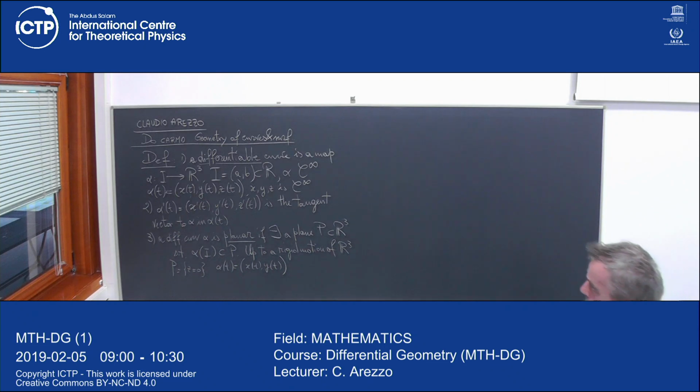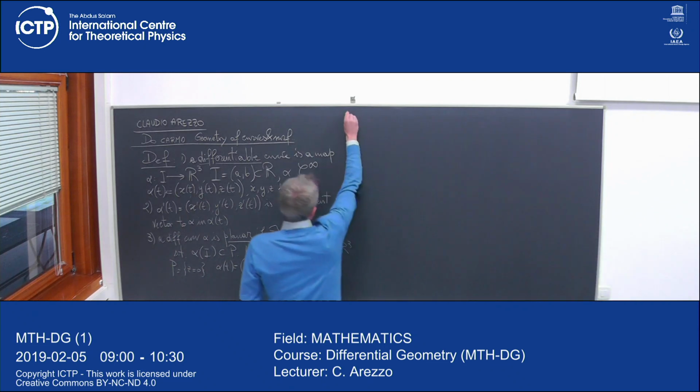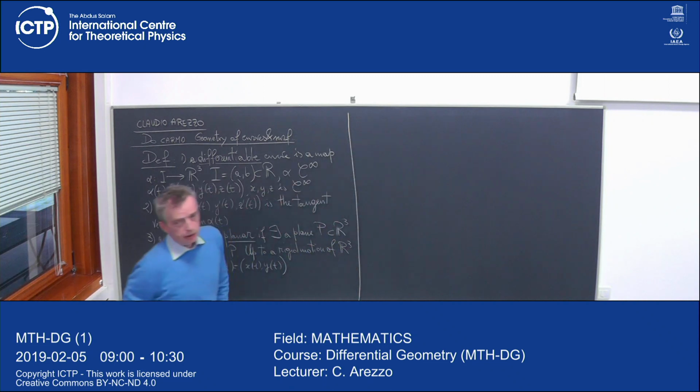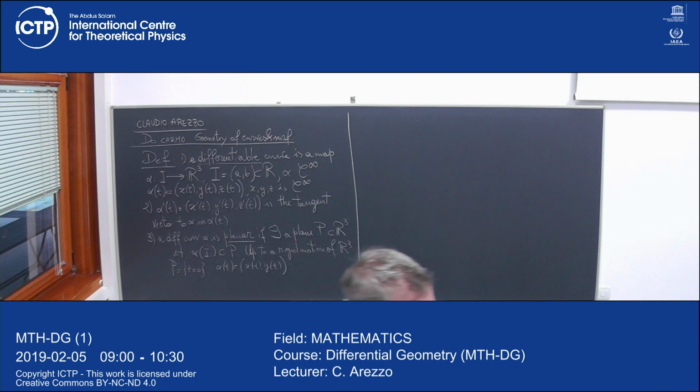Okay, so that's the definition. But now comments, because you are grown-ups, so every time you see a definition, you have to question the definition. Why should this be a good definition, if it's a good definition? Why does this answer the problem? We wanted to define something which we wanted to call one-dimensional objects.